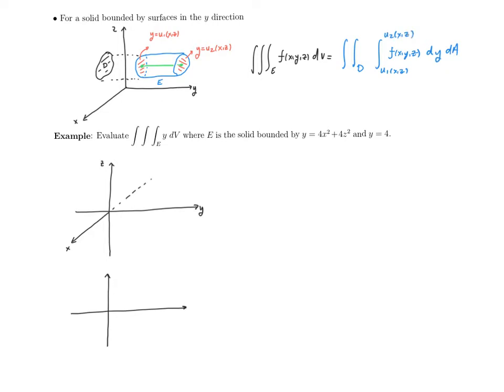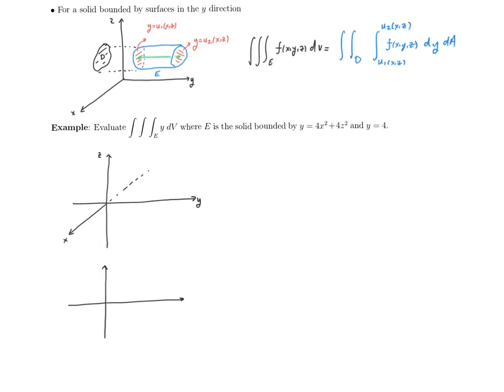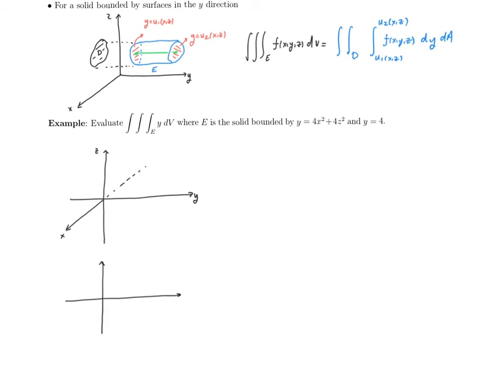So let's go ahead and investigate an example. Let's use this idea to evaluate the triple integral of the function y over the solid E, which is bounded by the surfaces y equals 4x squared plus 4z squared and y equals 4. And the first step, as we've mentioned several times now, is going to involve sketching this solid of integration E.